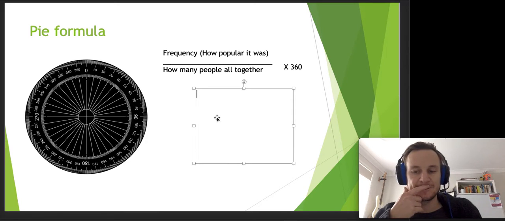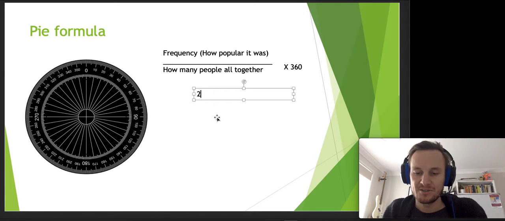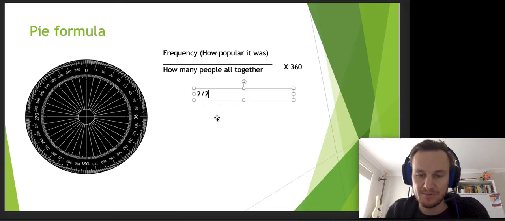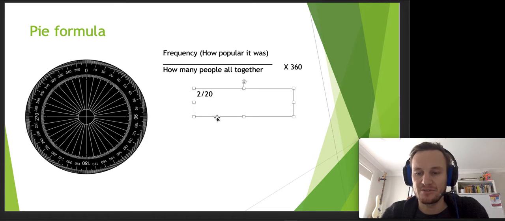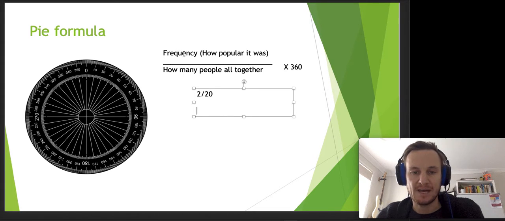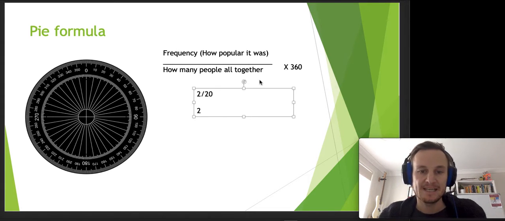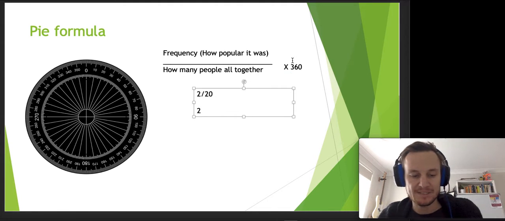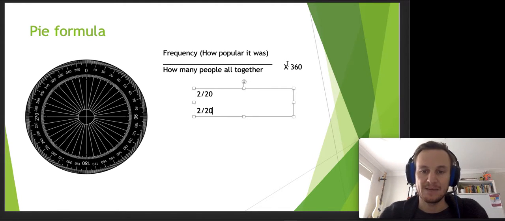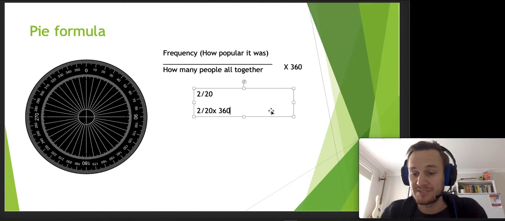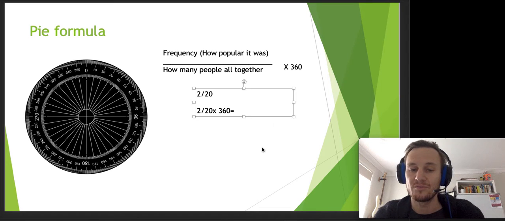Let's say you were doing a pie graph and you wanted to say 2 people out of 20 in my survey liked this flavor of ice cream. So you follow this rule. How popular was something? There were 2 people that liked it out of how many people altogether? So out of 20 people, and then we're going to times that by 360 because there's 360 degrees. So we want to find out how many degrees our sector should be.